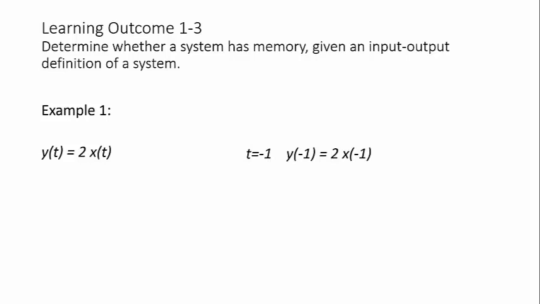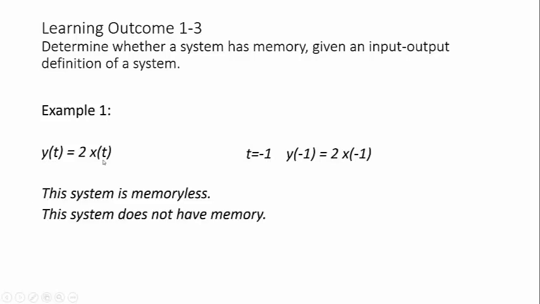So instead, we're going to go back and look at the original definition and see that this variable is the same as this variable, and therefore our output will be occurring at the same time t as our input. We can now state this system is memoryless. Alternatively, we can state this system does not have memory. These are 2 ways of saying the same thing. Either notation is acceptable.